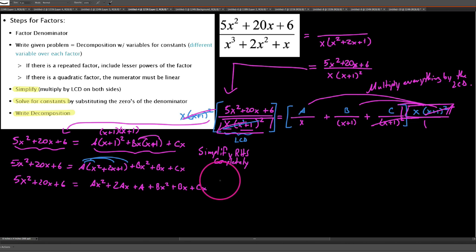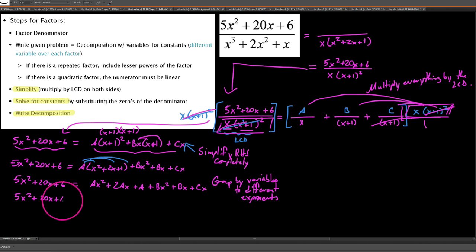So here's what we're going to do now. This is the tricky part. What we're going to do is group by variables to different exponents. I'm going to be good at showing this to you, but we're going to start with this. We're just going to get all our x's squared right next to each other. I always start with the biggest power here.